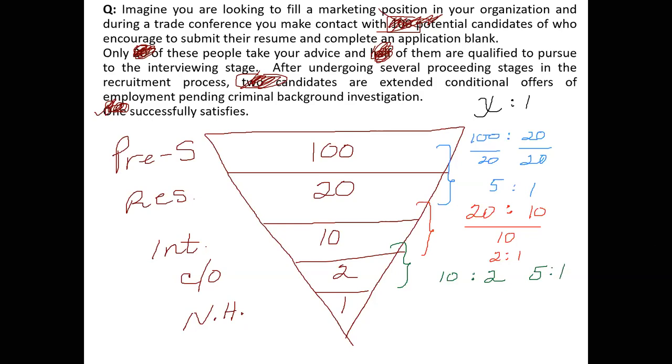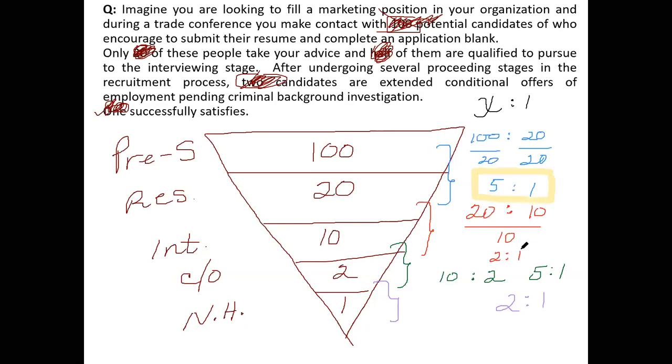And then last but not least, for every 2 conditional offers I extend, 1 person will become my new hire. And we don't need to break this down anymore because we can't. So let me just highlight our ratios. This is going to help us understand the next time we're recruiting for a similar position.